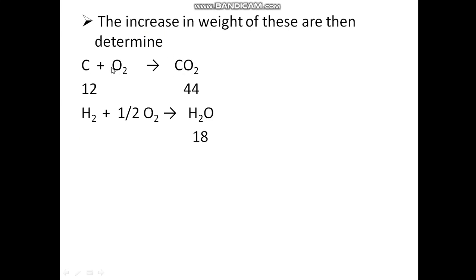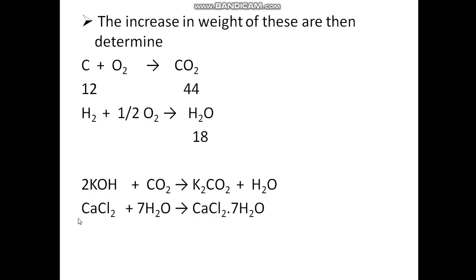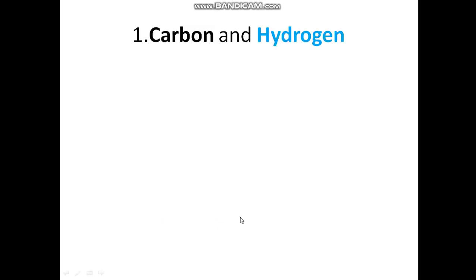So carbon plus oxygen gives carbon dioxide, hydrogen plus O2 gives H2O. Here you can see the weight. The carbon is 12, carbon dioxide is 44, whereas hydrogen you know, but H2O is 18. Now, carbon dioxide is being collected into the potassium hydroxide tube. So, it is K2CO3 plus H2O. The calcium chloride with the 7 molecules of H2O gives CaCl2.7H2O.